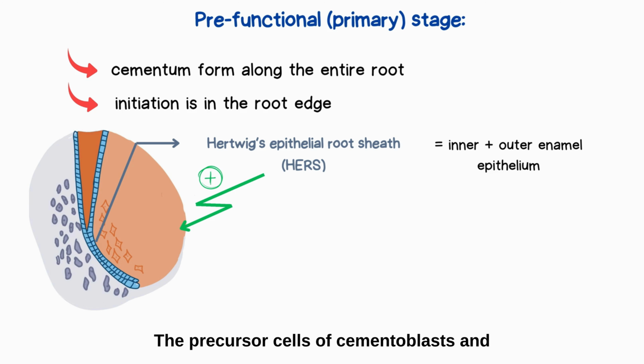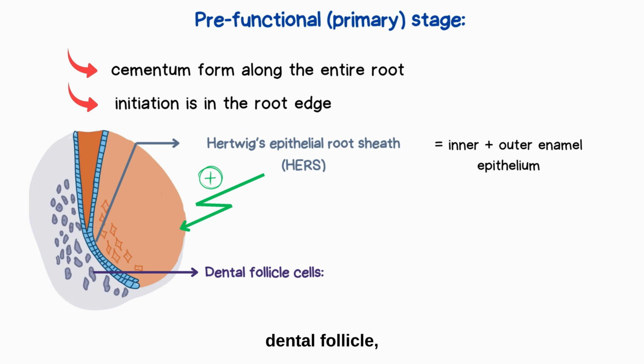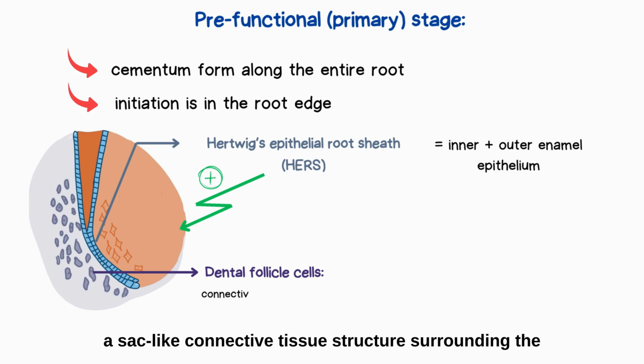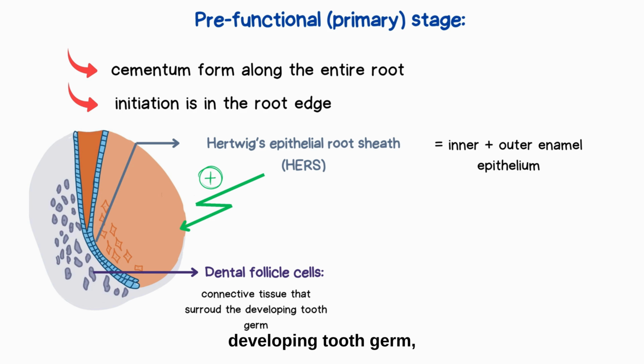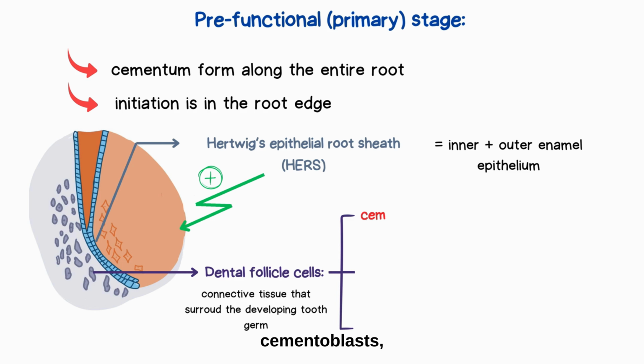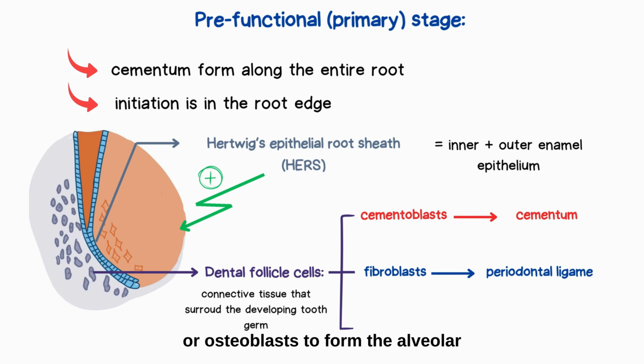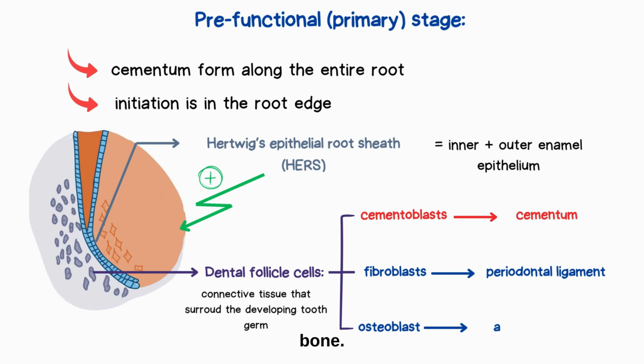The precursor cells of cementoblasts and periodontal ligament fibroblasts reside in the dental follicle, a sac-like connective tissue structure surrounding the developing tooth germ. It contains precursor cells that give rise to cementoblasts to form cementum, or fibroblasts to form the periodontal ligament, or osteoblasts to form the alveolar bone.